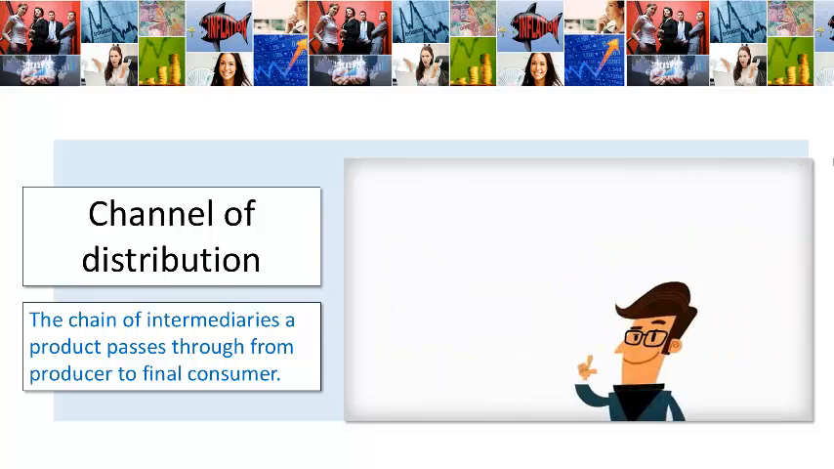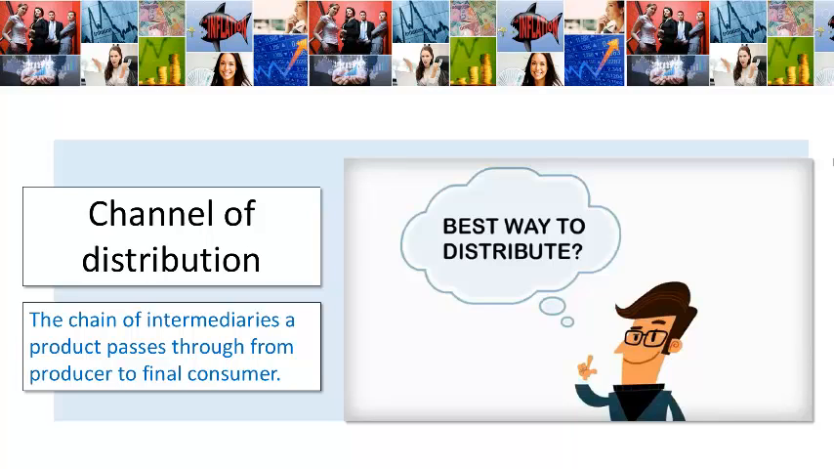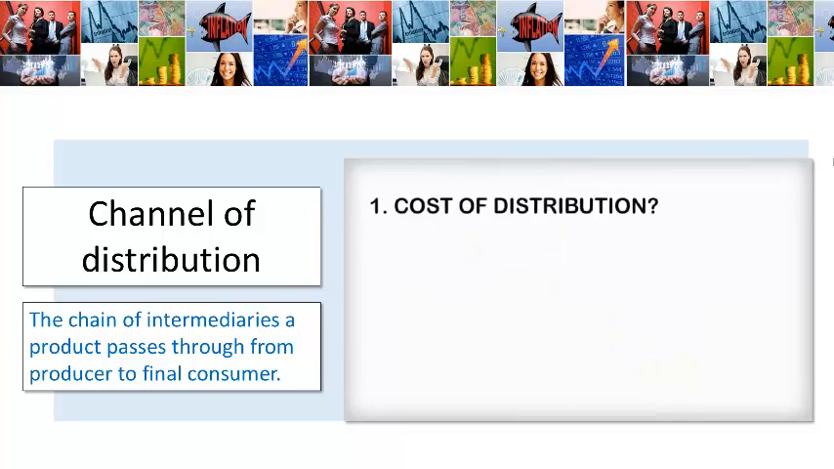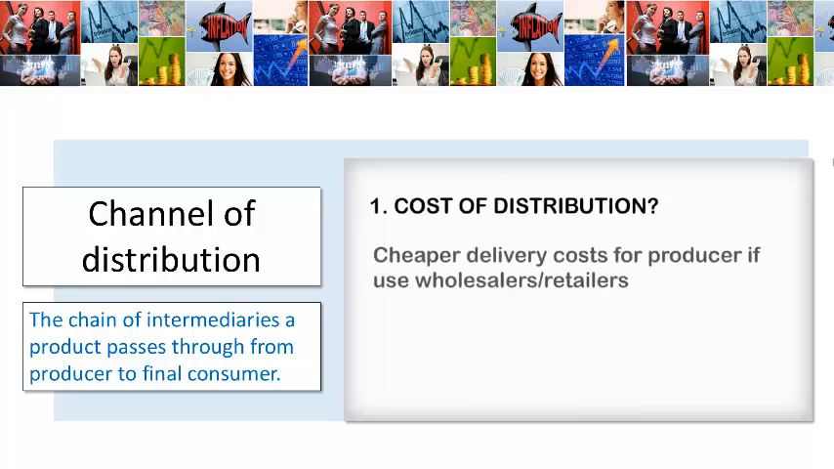What factors will influence which method of distribution is chosen? Decisions are influenced by the cost of distribution, the nature of the market, and the extent to which the producer wishes to control how products are marketed. As already mentioned, an advantage to producers of using wholesalers and larger retailers is that far fewer deliveries need to be made than would be needed if the delivery was straight to the consumer. This reduces the cost of distribution.